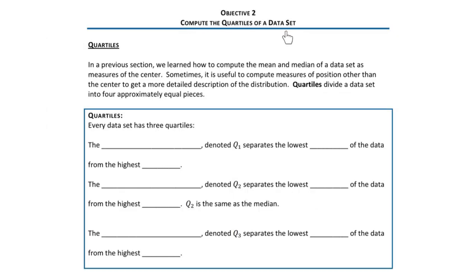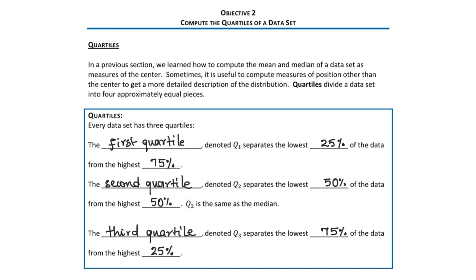Objective 2. Compute the quartiles of a data set. Quartiles divide a data set into 4 approximately equal pieces. Every data set has 3 quartiles. The first quartile, denoted by Q1, separates the lowest 25% of the data from the highest 75%. The second quartile, denoted by Q2, divides the entire data into half, so 50%. Q2 is the same as the median, and the third quartile Q3 separates the lowest 75% of the data from the highest 25%.